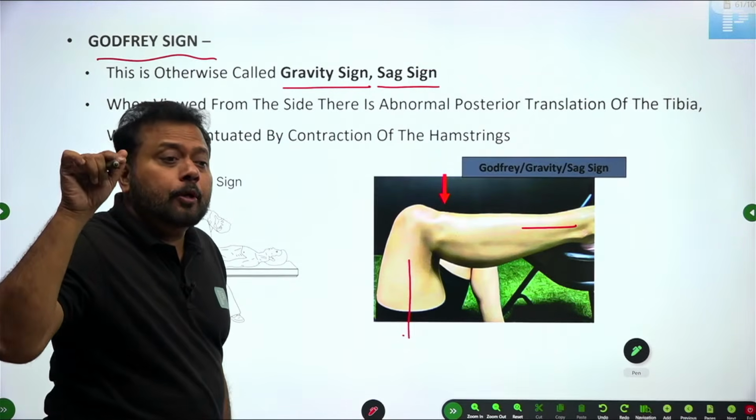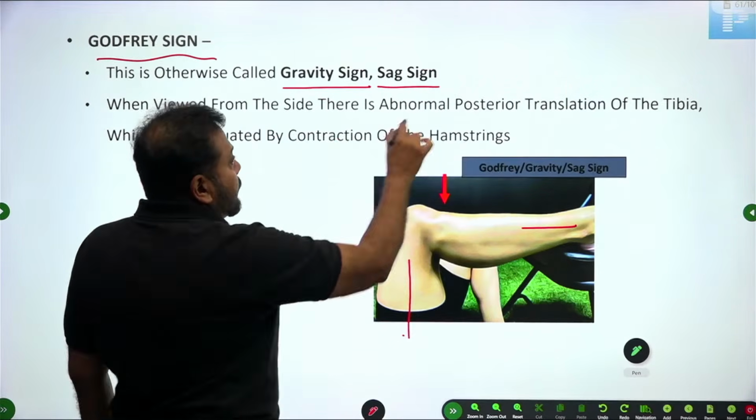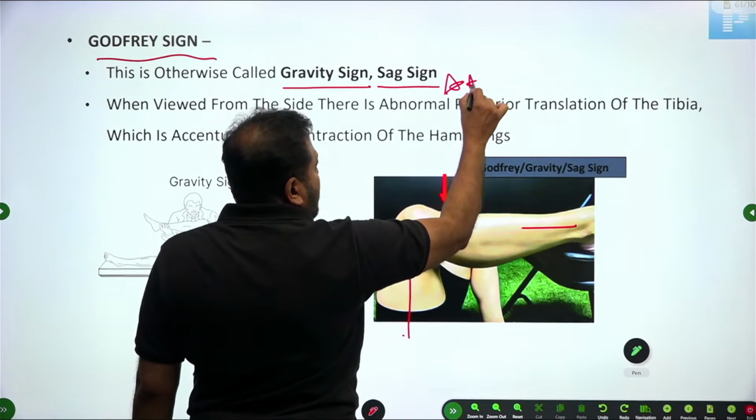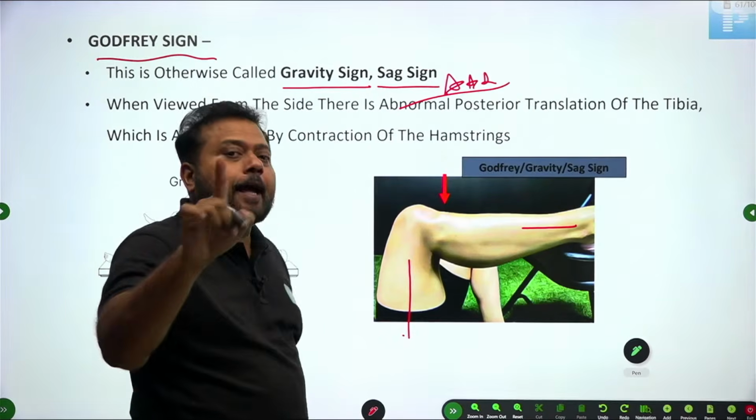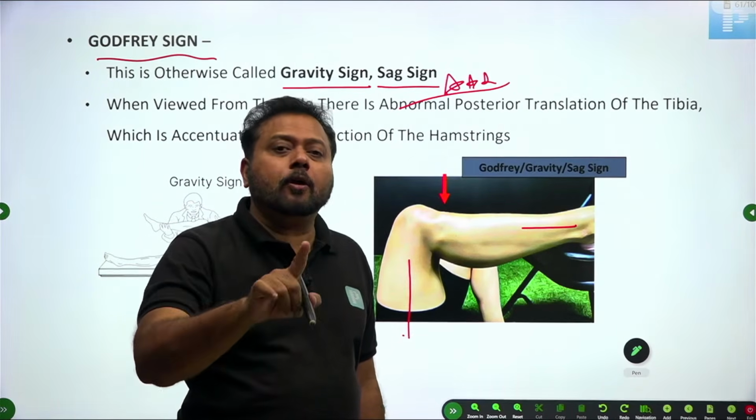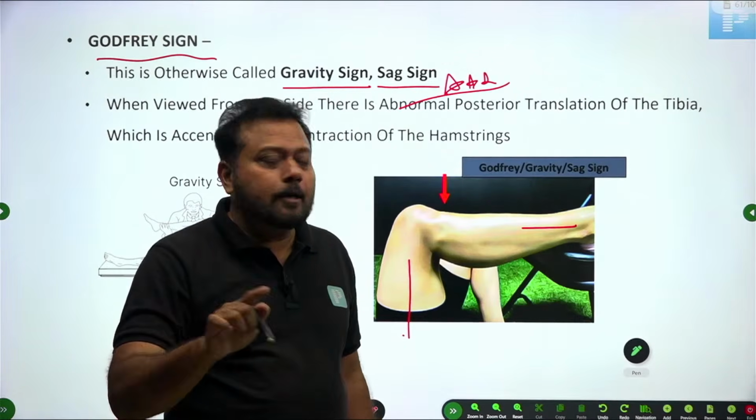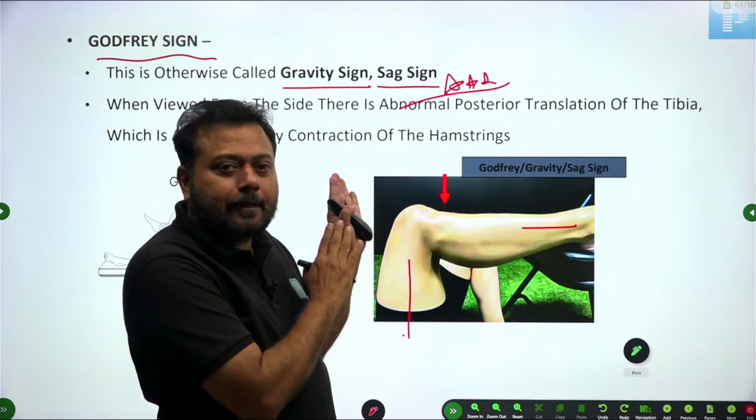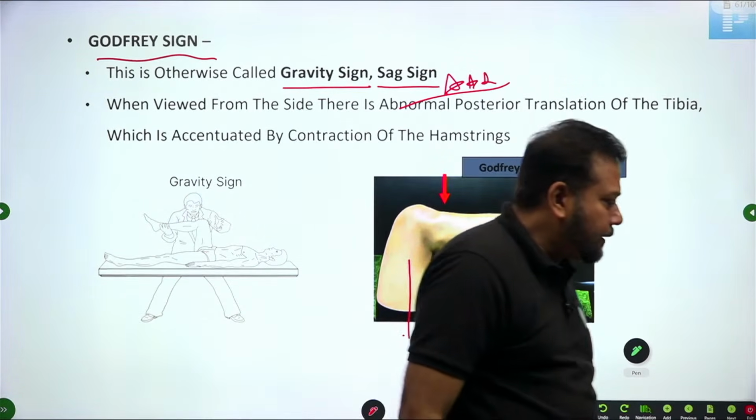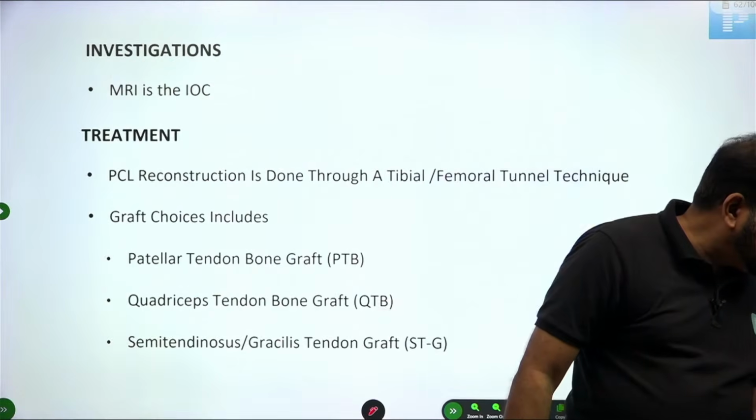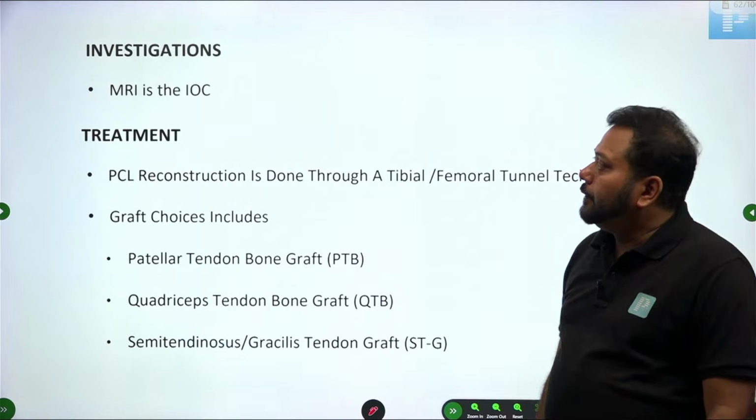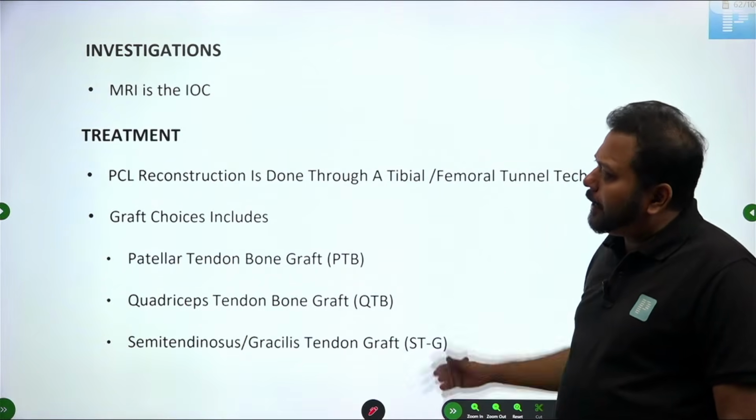I want you to remember this because they have not asked it in the exam so far. Many times the asked question is only anterior drawer and Lachman. Posterior cruciate ligament they have not asked. So focus here. This is expected. Coming to investigation, MRI. That's okay.